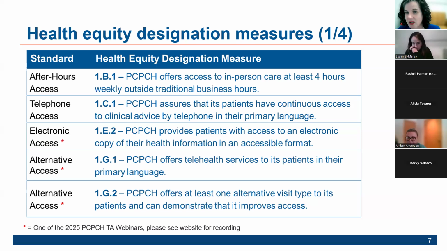Another one is around providing telehealth services to patients in their primary language. So not just providing telehealth, but making sure, again, that patients are getting that in their primary language. And then also another is being able to offer one alternative visit type. And by alternative visit type, we mean alternative to an office visit that can demonstrate that it improves access for patients.